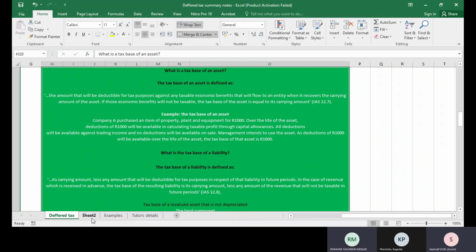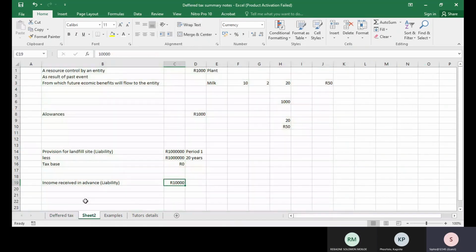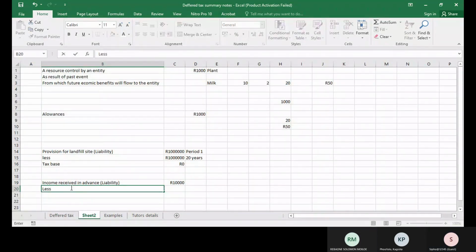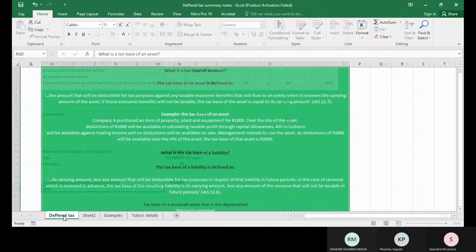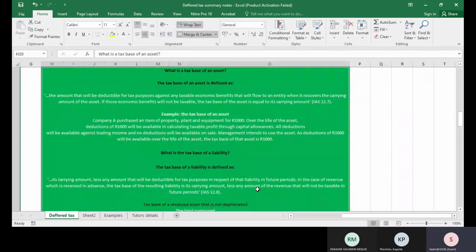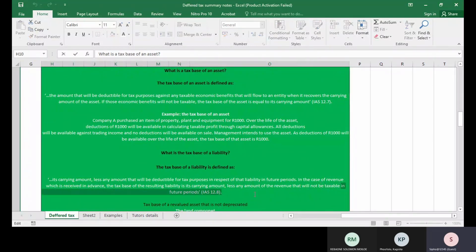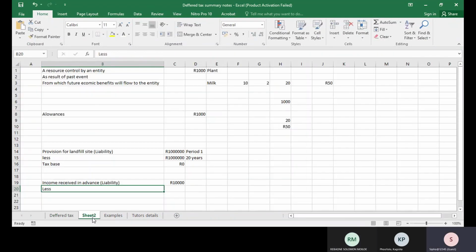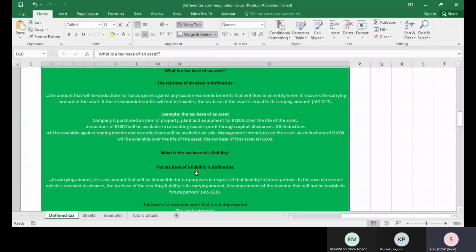So now let's go back there. So now they say less amount, they are saying less amount of the revenue that will not be taxable. So sorry, let me just copy this because you're going to use these notes as a reference. If I put this here, and then the same with the liability part there, it says less.